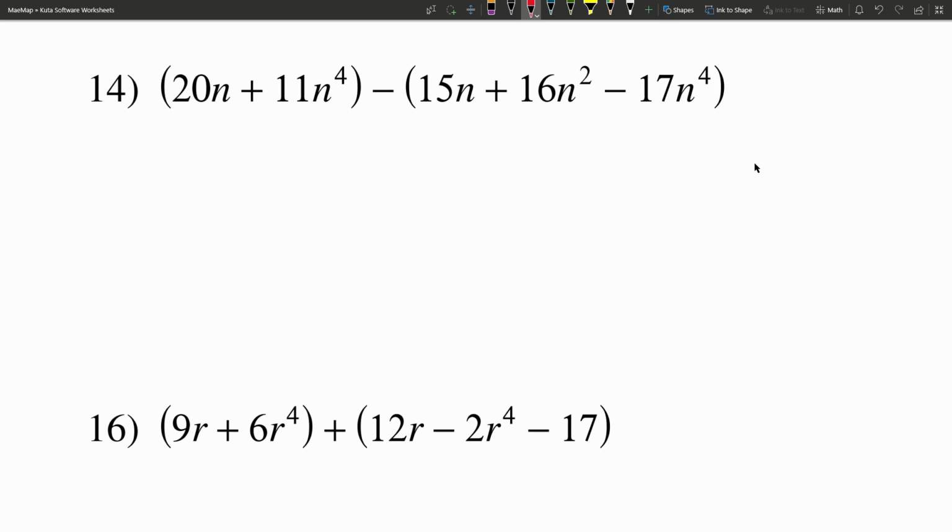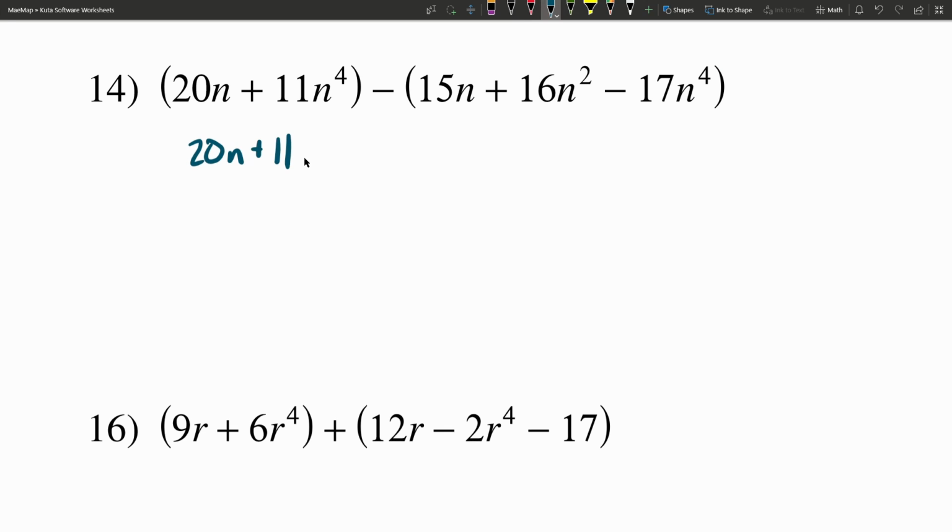In number 14, my variable I'm going to be working with is n. And the highest degree that I see here is that 4. And it occurs as 11n to the fourth and 17n to the fourth. But think about this. This entire polynomial is subtracted. But within that, I'm also subtracting again. So that's going to reverse that sign to be adding. So let's go ahead and rewrite this before combining those terms.